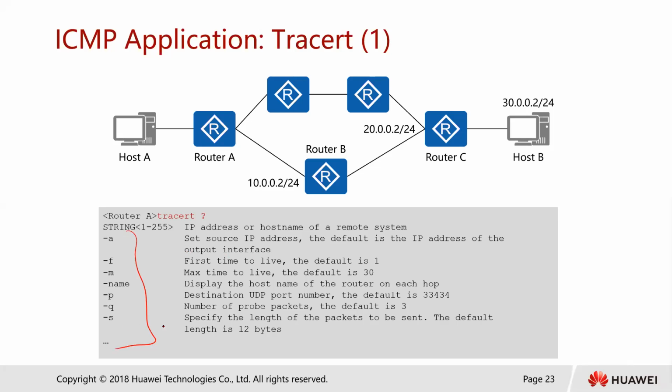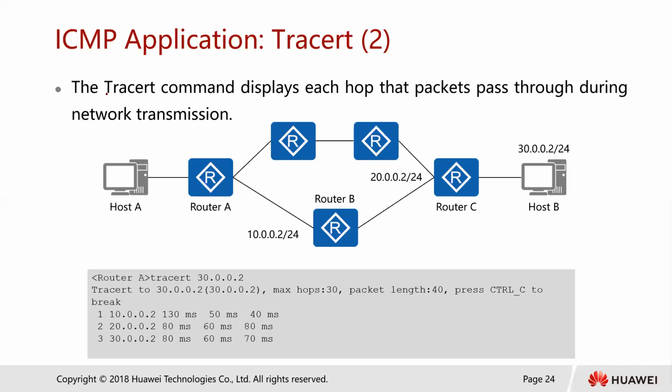It also has different parameters. When you get time, you can go ahead and look through them. So the traceroute command displays each hop that the packet trace passes through during the network transmission, just like I have established.